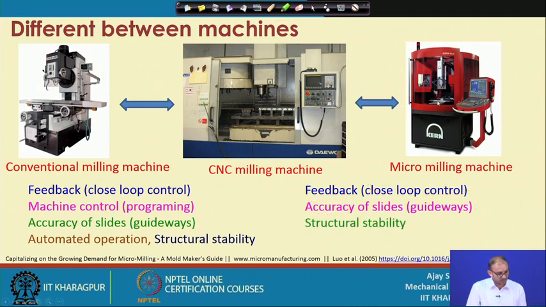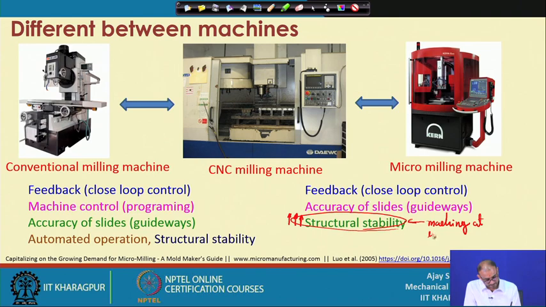Structural stability is more important here, because even a few microns of vibration here and there will destroy your whole component. So the rigidity, or the structural loop stability, should be extremely high in this particular case, which is not the case for the first two. This should be very high, and only then can you get machining at micro scale.